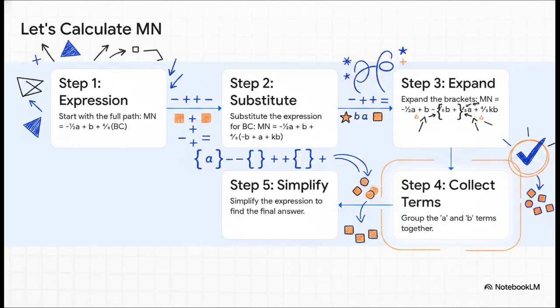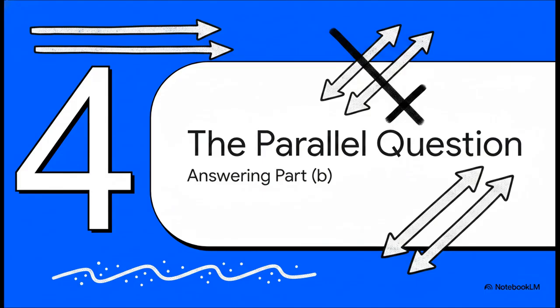Okay, get ready for the algebra part. Don't worry, we'll walk through it step by step. First, we pop in our components into the equation. Then, we swap BC for that big expression we found earlier. Next up, we have to be really careful and expand the brackets. And finally, we just tidy everything up. We group all the A terms together and all the B terms together to get our final simplified expression for MN. And just like that, part A is done.